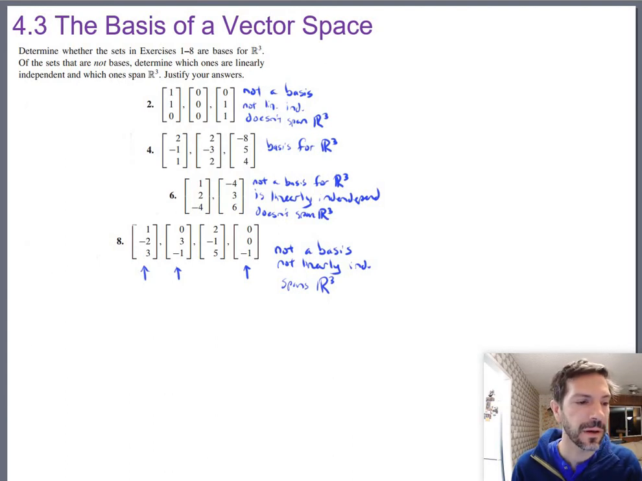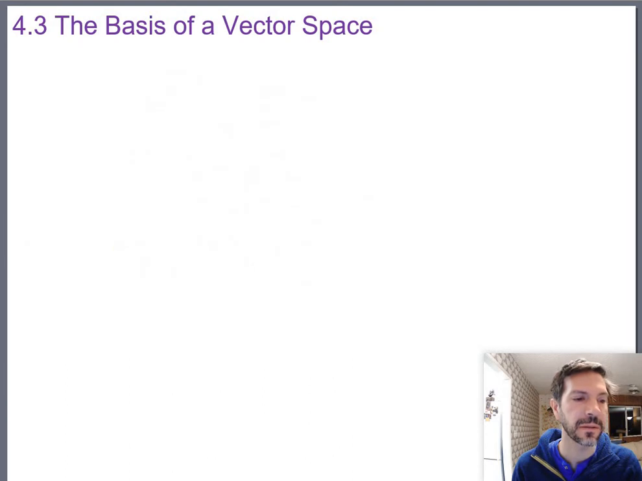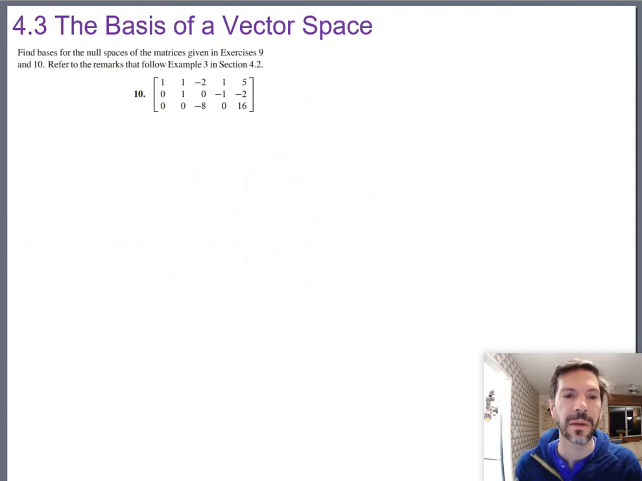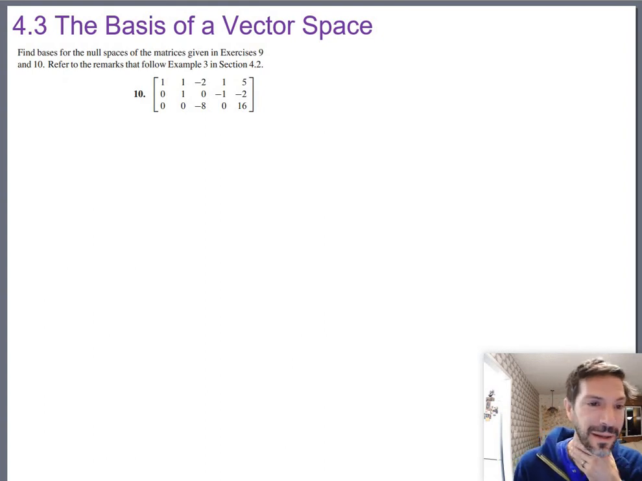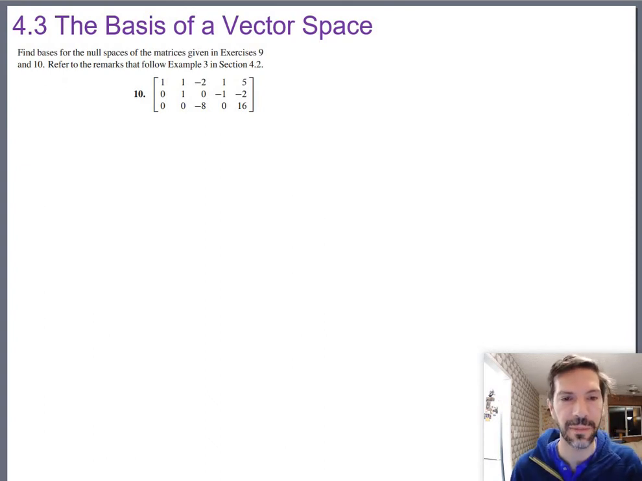All right, let's move on to some further examples. For 9 and 10, we'll look at 10: find a basis for the null space. They refer you back to an example, but really what we need to do is first describe the null space and then figure out if that description is a basis or if it can be pared down further to a basis.